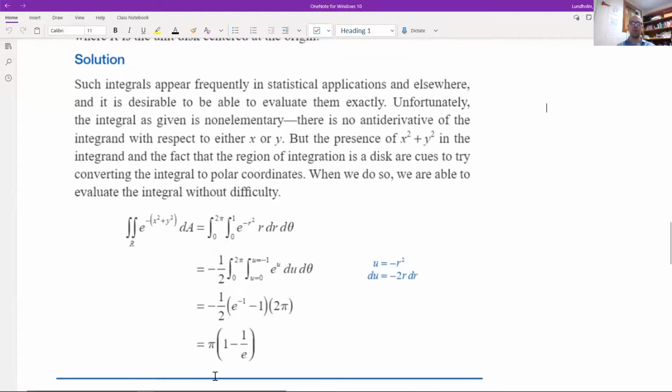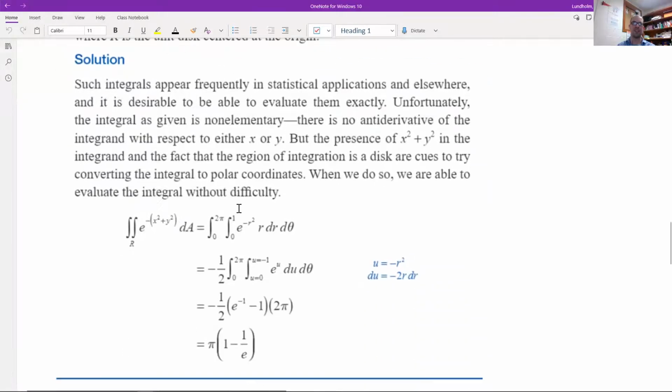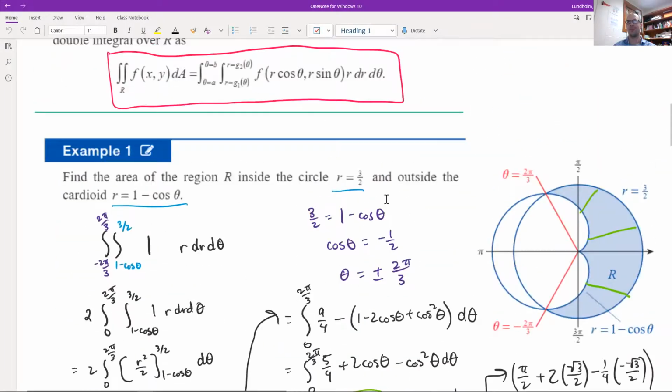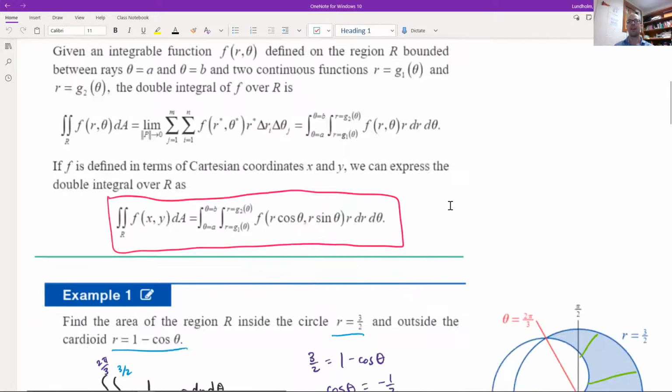The double integral in polar coordinates for this one, since we're on a unit disk centered at the origin, our radius is going from 0 to 1, and our angle is going from 0 to 2 pi. The only thing here is we translate x squared plus y squared into r squared, using this formula from converting between polar coordinates and rectangular coordinates, Pythagorean theorem.